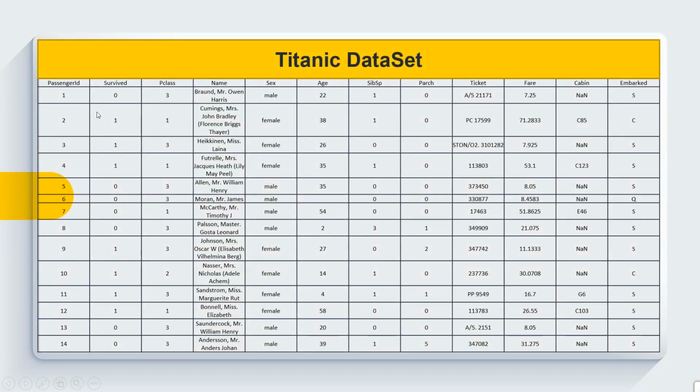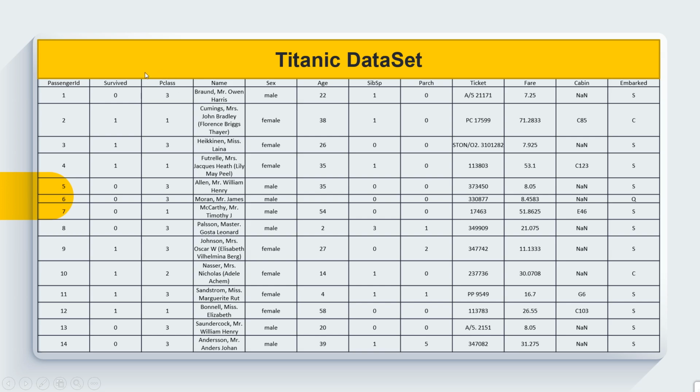So first, let's explore the data set. And over here we have the index value. Then the first column is passenger ID. Then my next column is survived. So over here we have two values, a 0 and a 1. So 0 stands for did not survive and 1 stands for survived. So this column is categorical where the values are discrete.